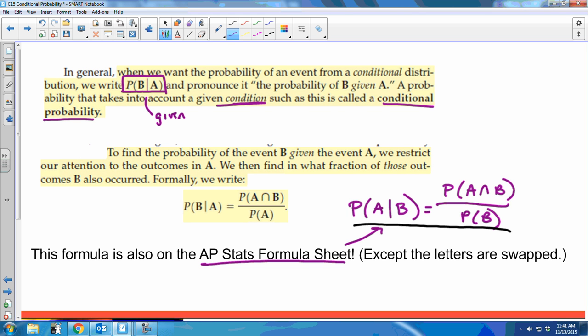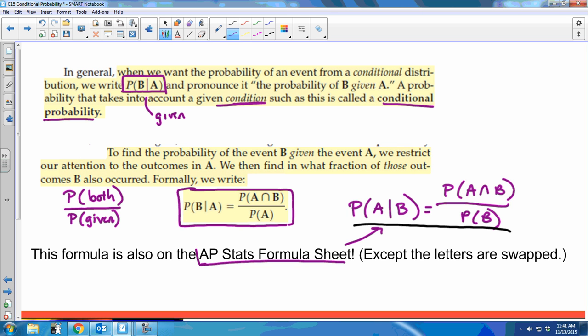All right, so we have a rule. The probability of B given A equals the probability of the intersection A and B over the probability of A. You could write that as the probability of both divided by the probability of what's given, if you want to think about it in English.